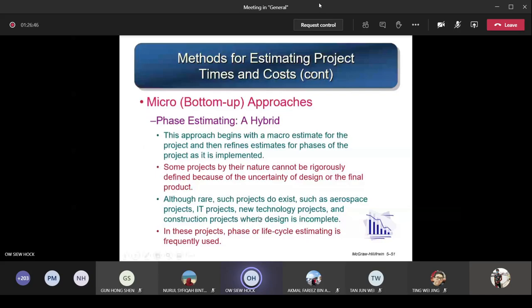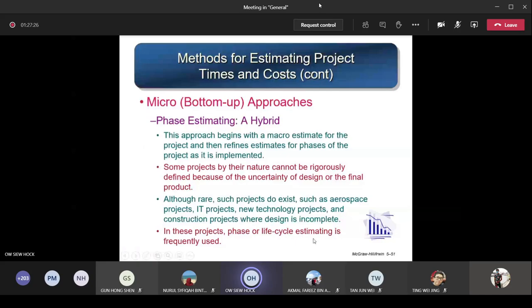Although rare, such projects do exist, such as aerospace projects, IT projects, new technology projects and construction projects where design is incomplete, because you have to go from one phase to another phase. You're not sure what the next phase is going to cost you. So you have to give a rough estimation at the beginning. When you're moving towards that particular phase, you can see that phase more clearly, then you can give a more accurate estimation for that particular phase. You will apply the micro approach. That's why it's called hybrid, meaning a mixture, a combination of macro and micro approaches. So in these projects, phase or life cycle estimating is frequently used.